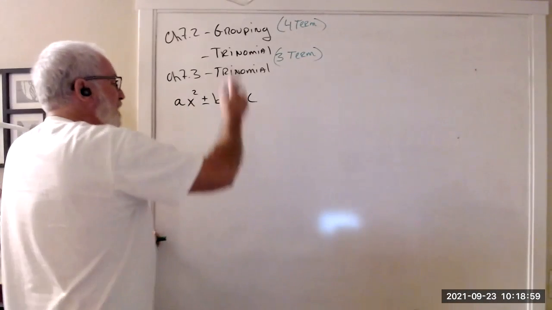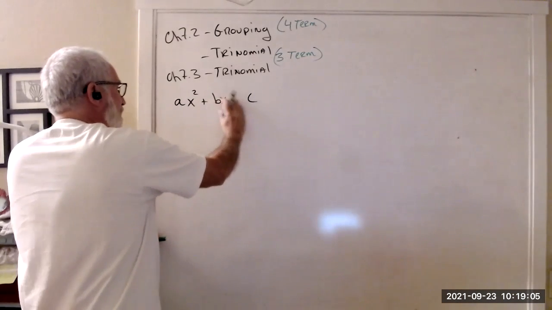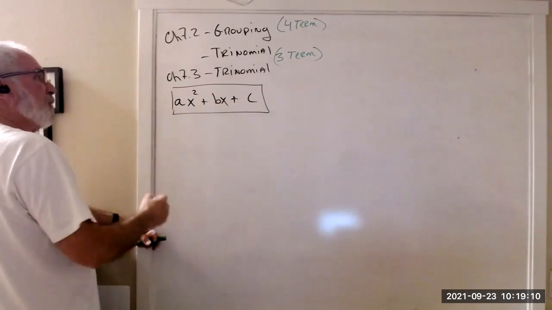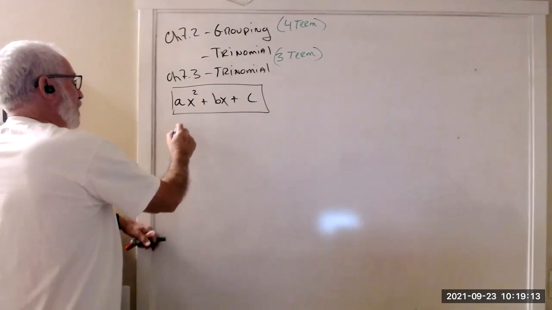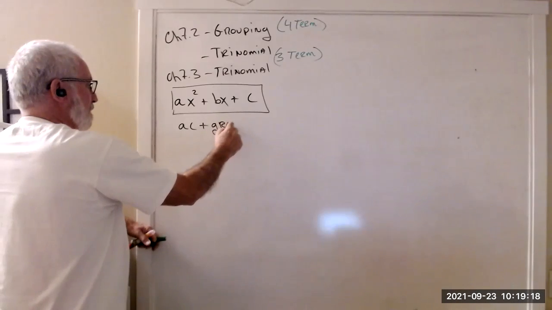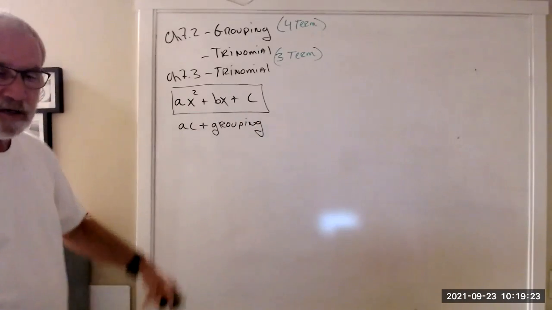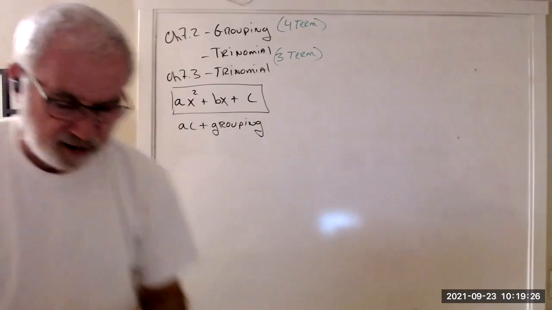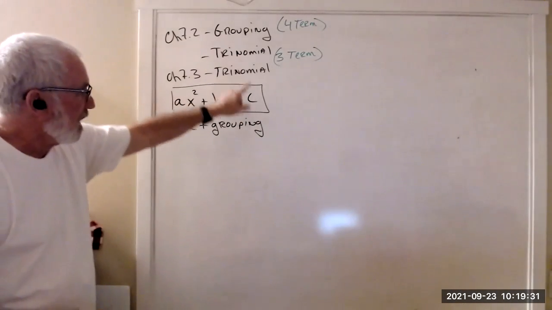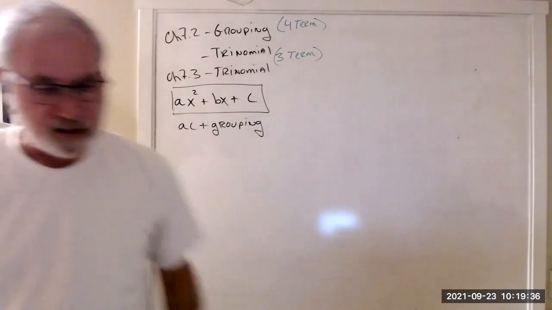So if that plus or minus scares you, just erase it and just put a plus there. In the end, it'll all work out to be the same. We said in factoring a trinomial, we're going to use what we call the AC method plus grouping. When I'm talking AC, I'm talking this a times this c.